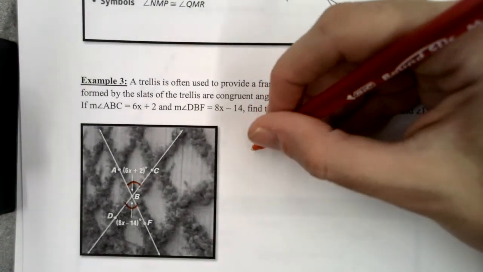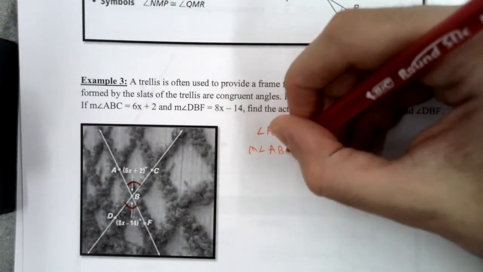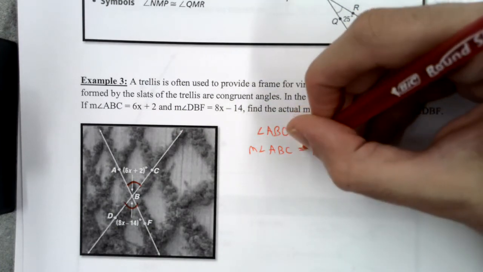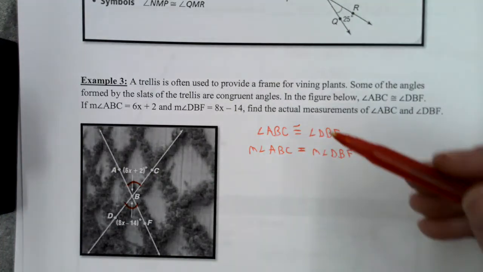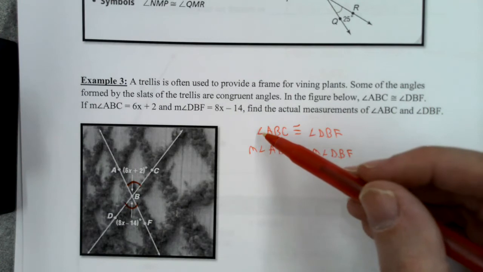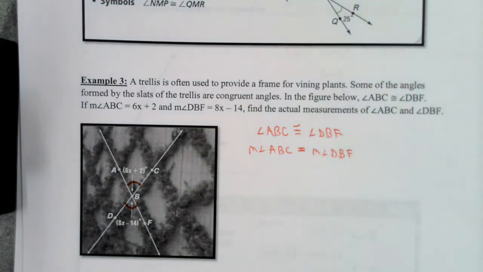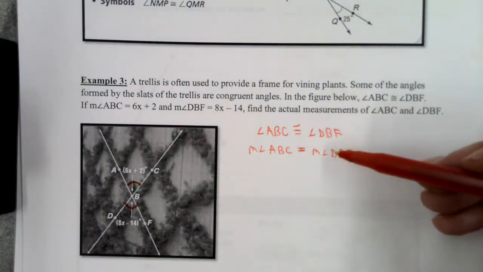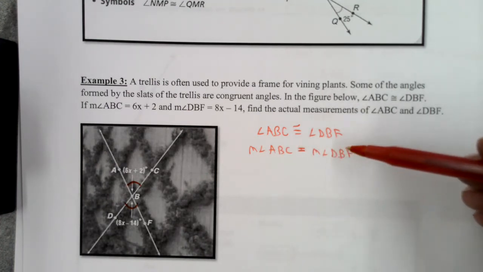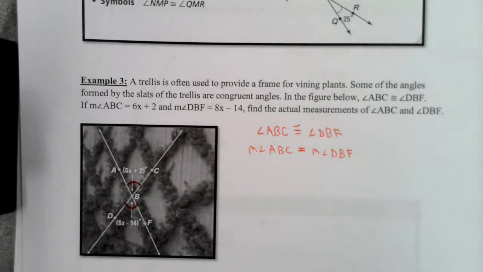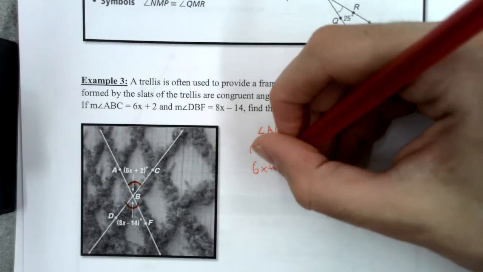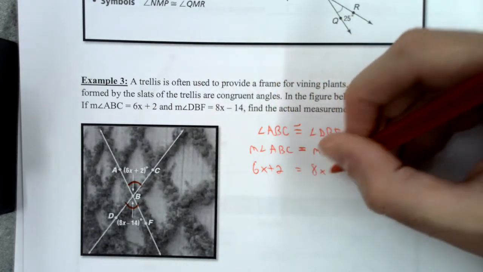Since the two angles are congruent, it means that their measures are equal. So this is important for notation. When you want to say two angles are congruent, that's the congruent symbol. This is how you write it: angle ABC is congruent to angle DBF. If you want to say the measures of two angles, you have to put measure of angle ABC, and you have to put equals measure of angle DBF. That's just notation. So let's substitute: 6x plus 2 equals 8x minus 14.